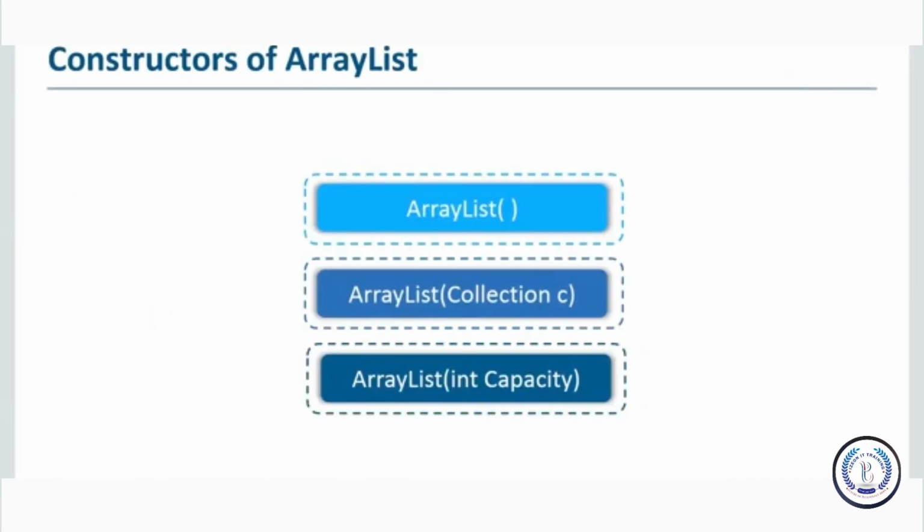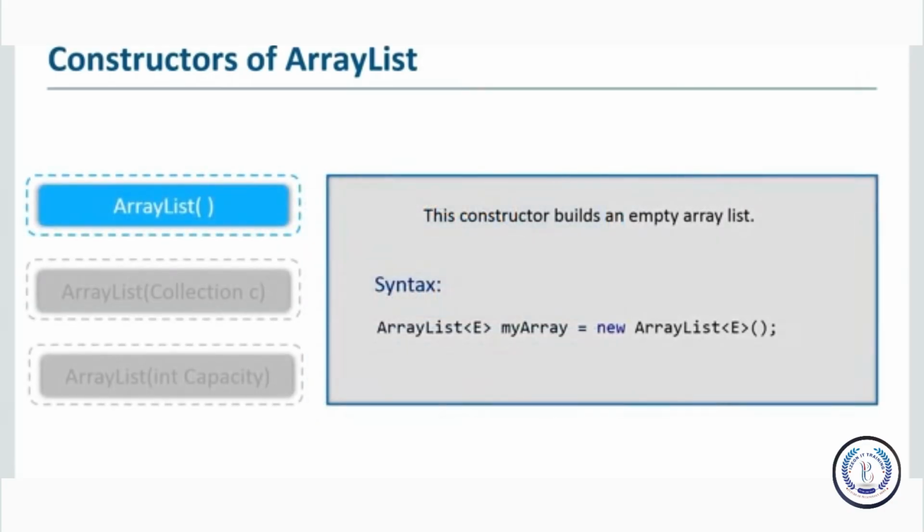Now let's see the various constructors supported by Java ArrayList. First, ArrayList(). This constructor builds an empty array list. Coming to the syntax, myArray is a reference to an array list that holds references to objects of type E. It has an initial capacity of 10 cells, although the capacity will be increased as needed as references are added to the list. And the cells will contain references to objects of type E.